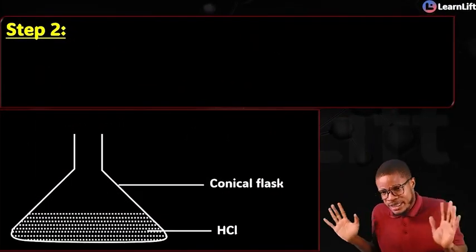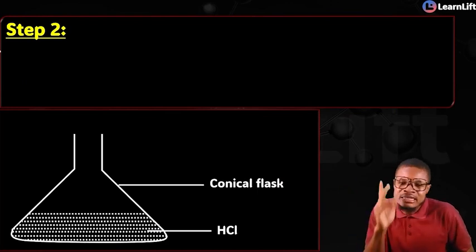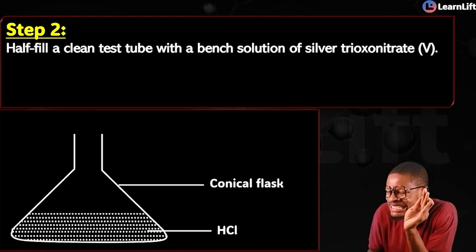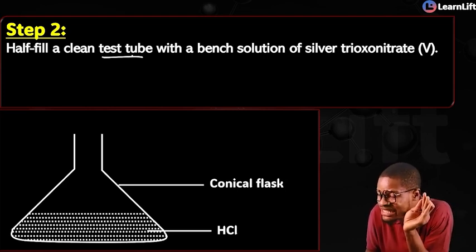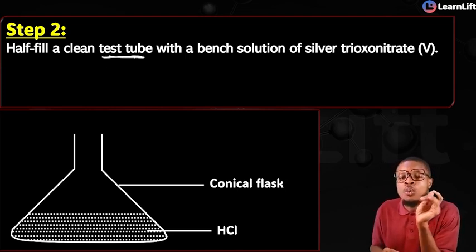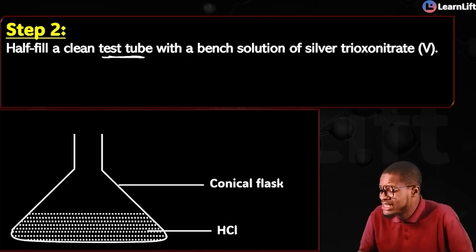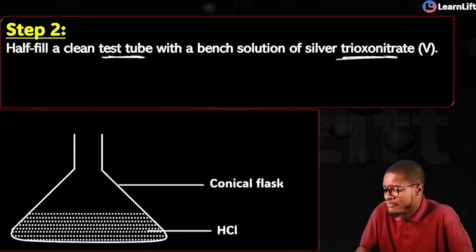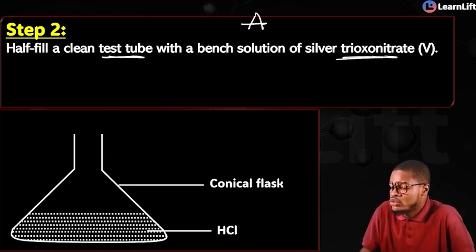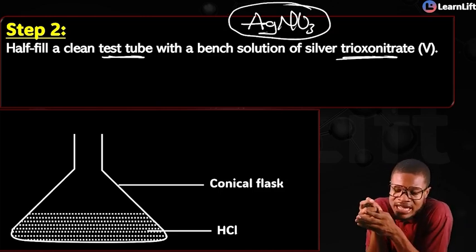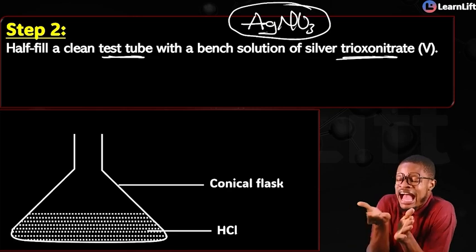You see, we have measured the bench solution, that's HCl. Step 2: fill a clean test tube with a bench solution, that is, the experimental solution of what? Silver trioxonitrate(V), and the formula for silver trioxonitrate(V) is AgNO3. This is your silver trioxonitrate(V). I'll measure silver trioxonitrate(V) to half.